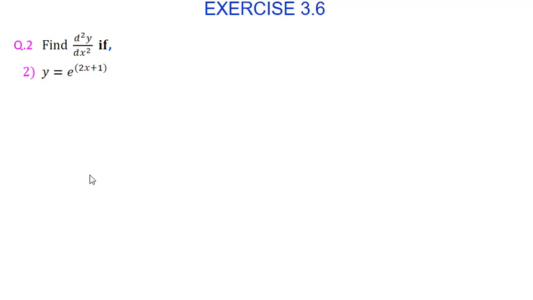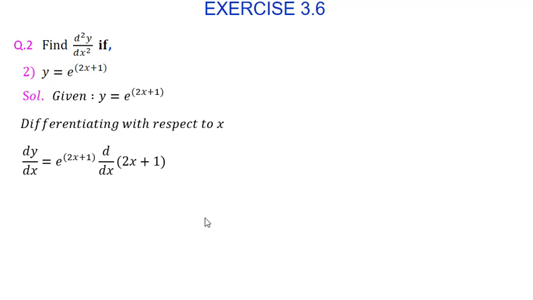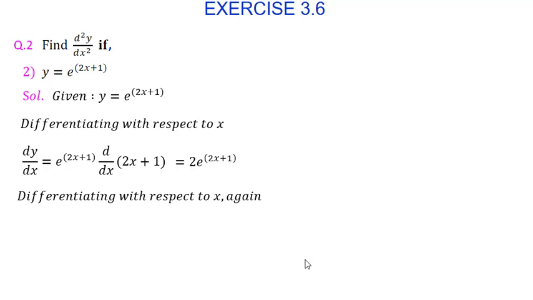Now the next question is y equals e power 2x plus 1. I will differentiate this function with respect to x. This is a composite function. So dy upon dx is e power 2x plus 1 into the derivative of 2x plus 1, that gives me 2 into e power 2x plus 1. I will differentiate this function again with respect to x. So I get 2 into the derivative of e power 2x plus 1, which again gives 2 into e power 2x plus 1, that is 2 into 2, 4 into e power 2x plus 1.